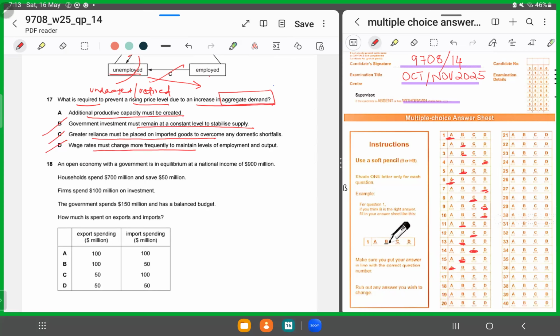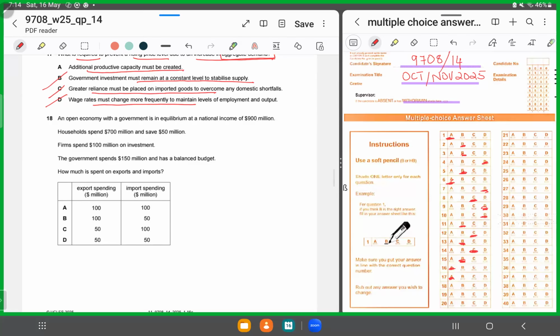Additional productive capacity must be created. So when there is a cushion, when you've got additional productive capacity, you can meet the surge in demand and you can absorb the increase in demand without bringing in changes in price level. We can easily increase the supply. So the surge will not cause demand pull inflation. So for 17, we'll shade in A as our correct answer. Moving forward, MCQ number 18.